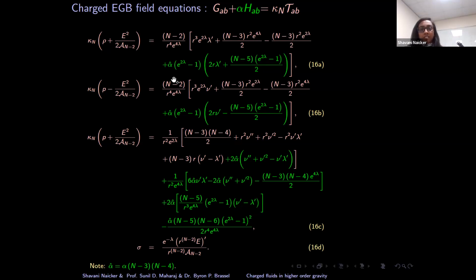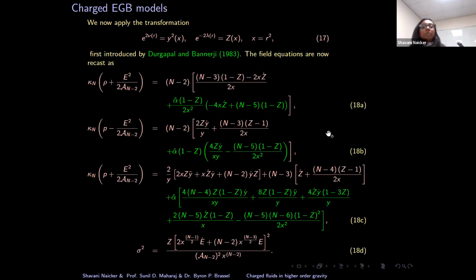Furthermore, we can see that these terms in green add to the complexity of this system. So we want to simplify the system further. We make use of the transformation 17, and this was first introduced by Durgapal and Banerjee in 1983.